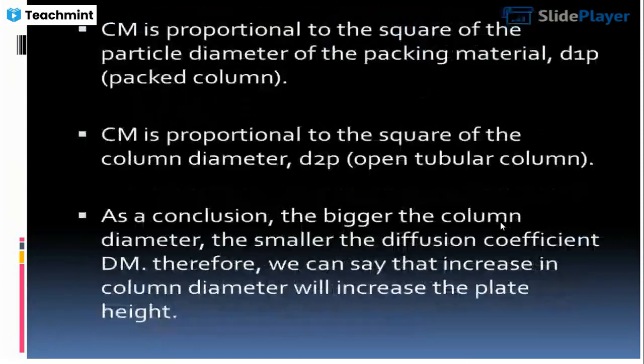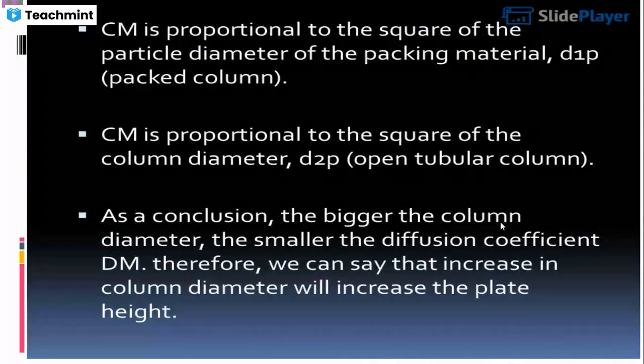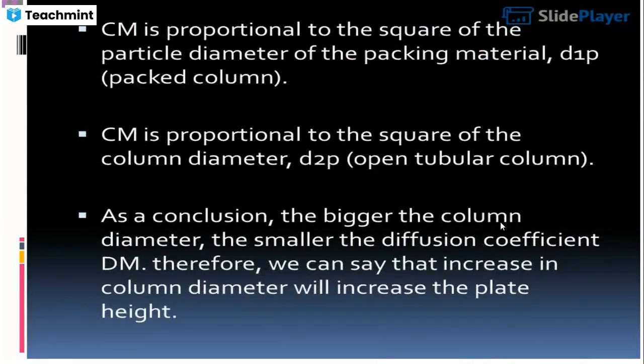C_M is proportional to the square of the particle diameter of the packing material, d_p squared, for packed column. C_M is proportional to the square of the column diameter, d_c squared, for open tubular column. As a conclusion, the bigger the column diameter, the smaller the diffusion coefficient D_M. Therefore, we can say that an increase in column diameter will increase the plate height. Effective film thickness on plate height.